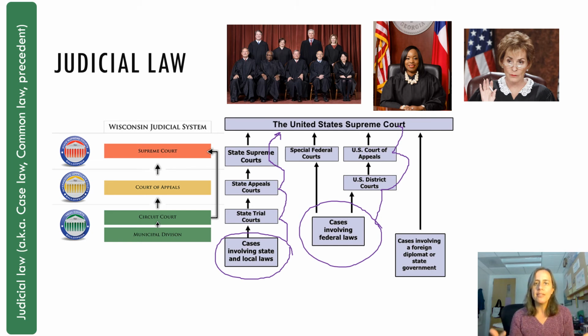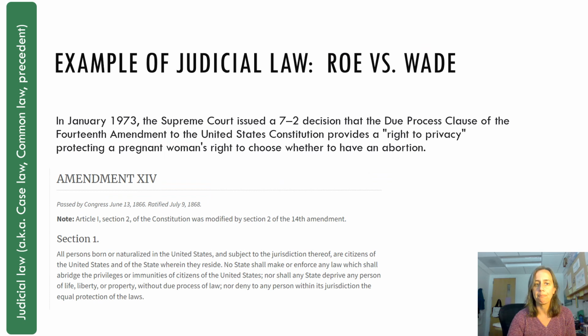And so based on their decisions, that results in judicial law, sometimes called case law or common law, right? It's based on court opinions of judges about what laws can stand and what ones can't. An example of judicial law is Roe versus Wade. In 1973, the Supreme Court decided 7-2 that people have a right to have an abortion in the United States, with some restrictions on it.